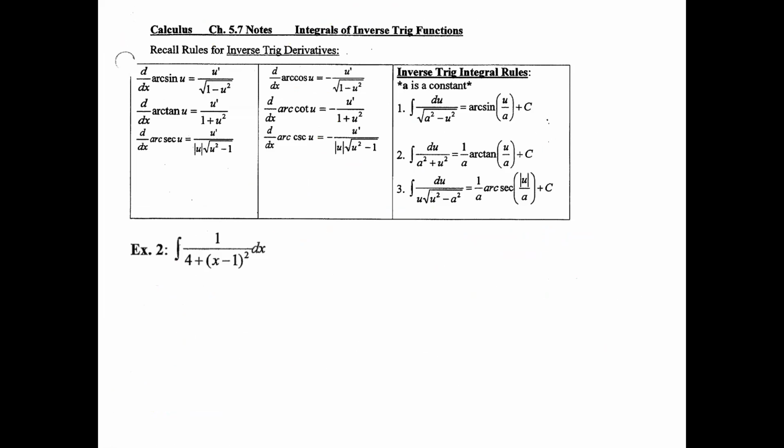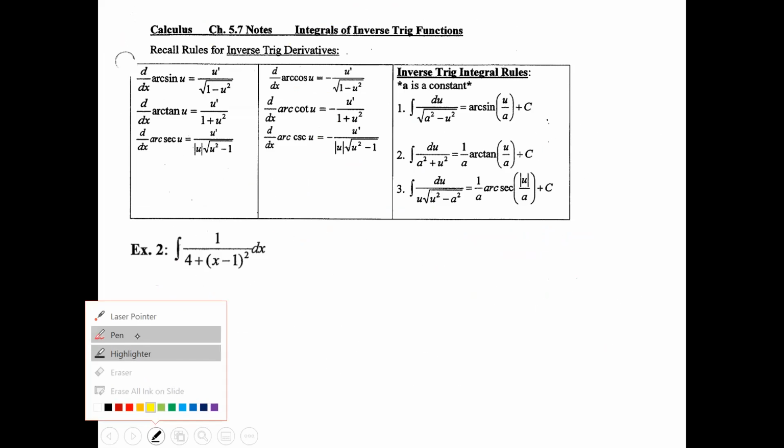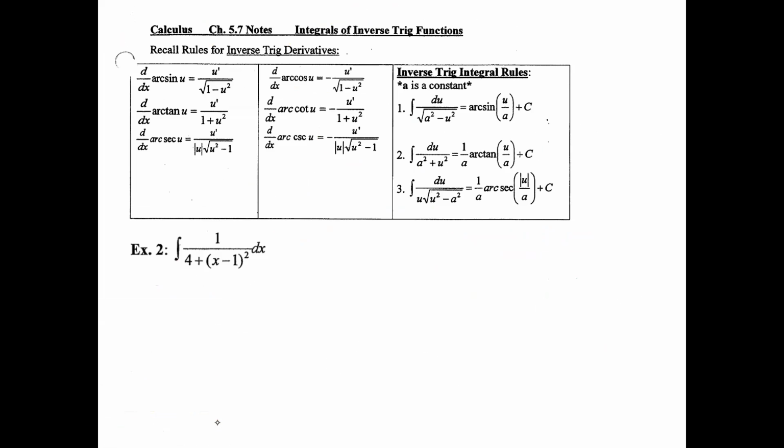Let's take a look at example 2. With example 2, once again, you're going to try to match this equation as closely to 1, 2, or 3. And as I'm looking at this, it's a plus right here. So immediately that tells me it's probably going to go with 2. Now, components of this requires you to have a u and an a. So let's make sure we have an a and a u.